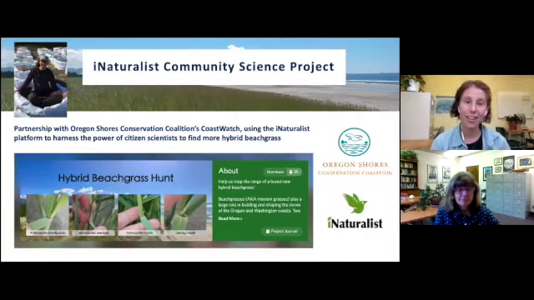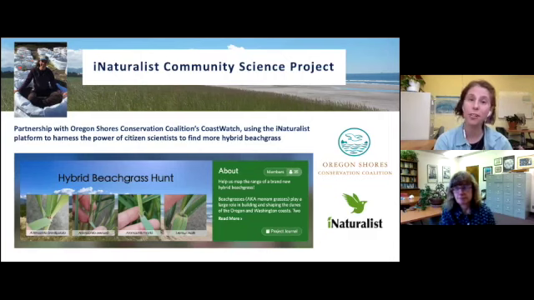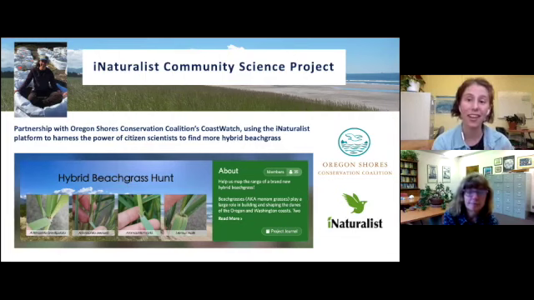To expand the area and depth that we search, and also in an effort to connect community members to their ecosystem, Rebecca started the Citizen or Community Science Project in 2020 in partnership with Oregon Shores Conservation Coalition and housed on the iNaturalist platform. And how it works is that anyone can post their observations of the hybrid and its parents on iNaturalist, and they'll be automatically channeled into this project.